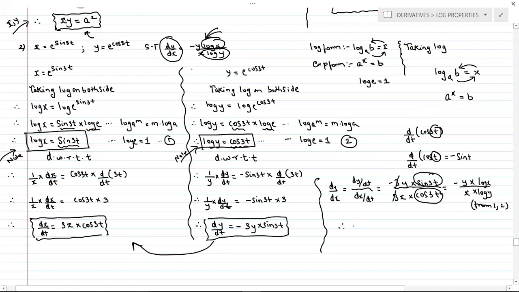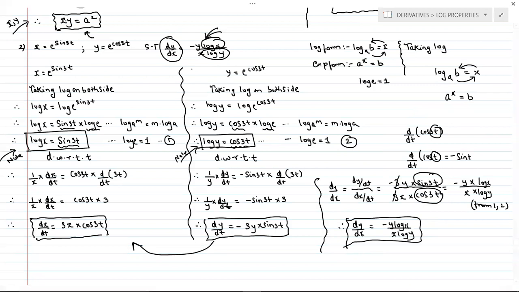So here we got the answer, that is dy by dx is equal to minus y into log x upon x into log y. So here it is proved. Okay, so in this way you can present your sum.